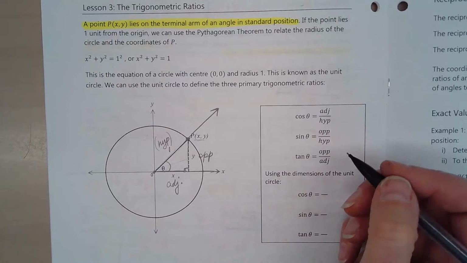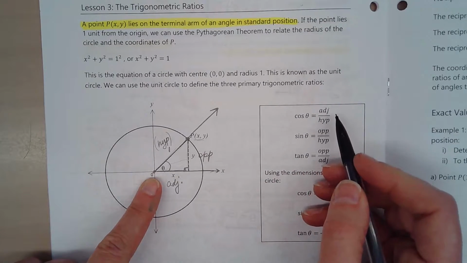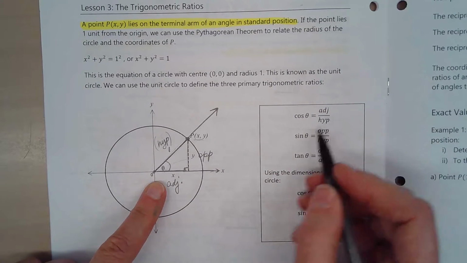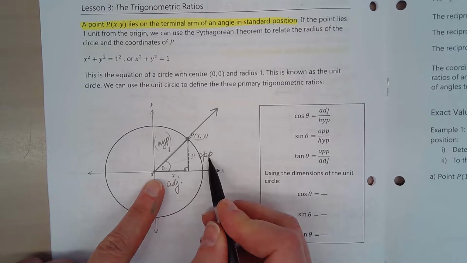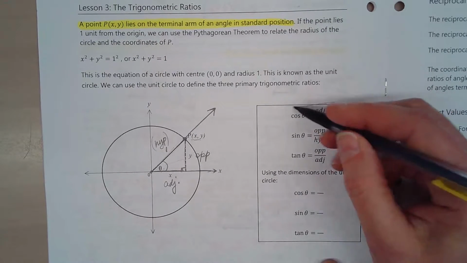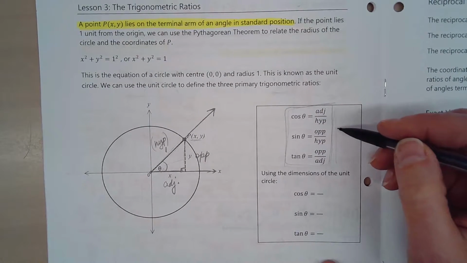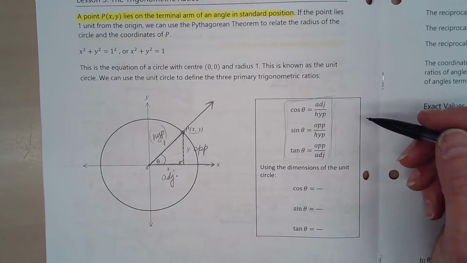So, according to our trig ratios, the cosine of this angle is equal to adjacent over hypotenuse, right? Sine of the angle is opposite over hypotenuse, and tan is opposite over adjacent, right? That's your knowledge that you knew before, that you've picked up in prior classes.